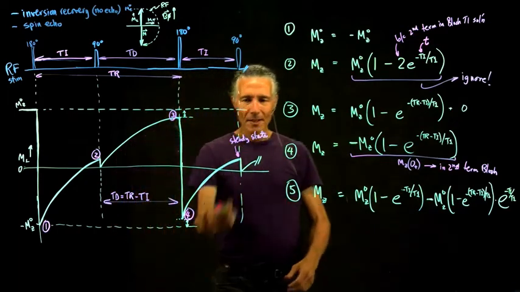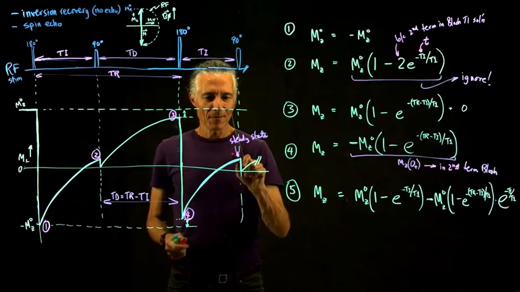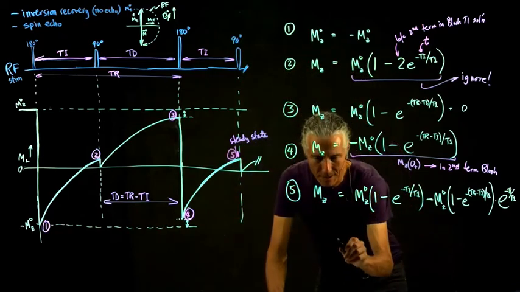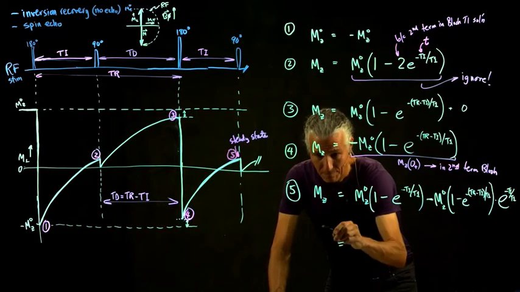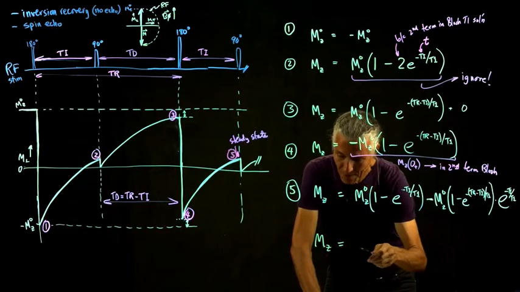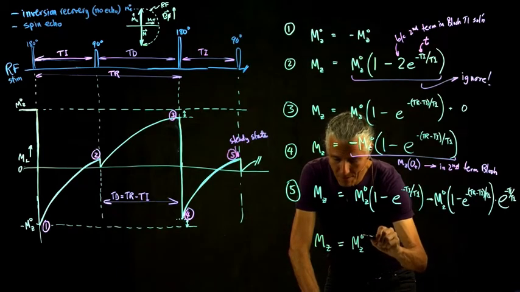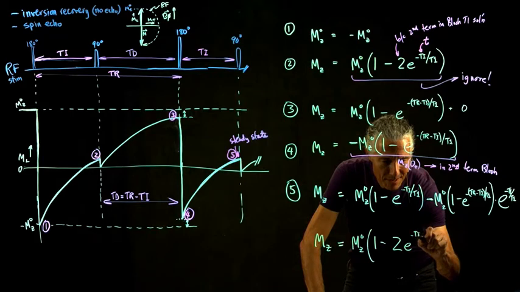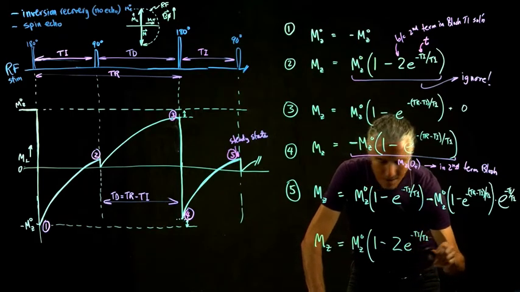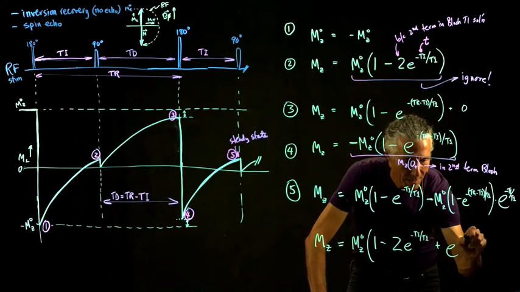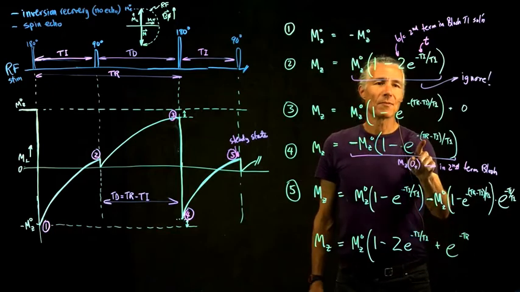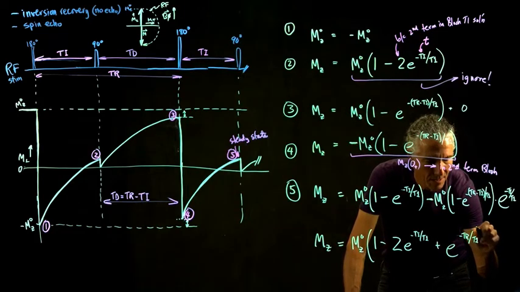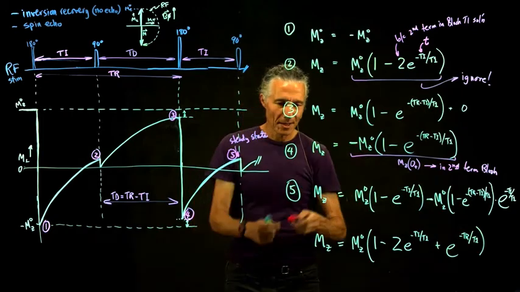So that tells us number 5, and then usually we will just algebraically simplify that to get our final solution. So the final solution is Mz equals Mz0, just gather the Mz0s together, 1 minus 2 times e to the minus TI over T1 plus e to the minus TR over T1. Okay, so that's our final, that's the same thing as 5.